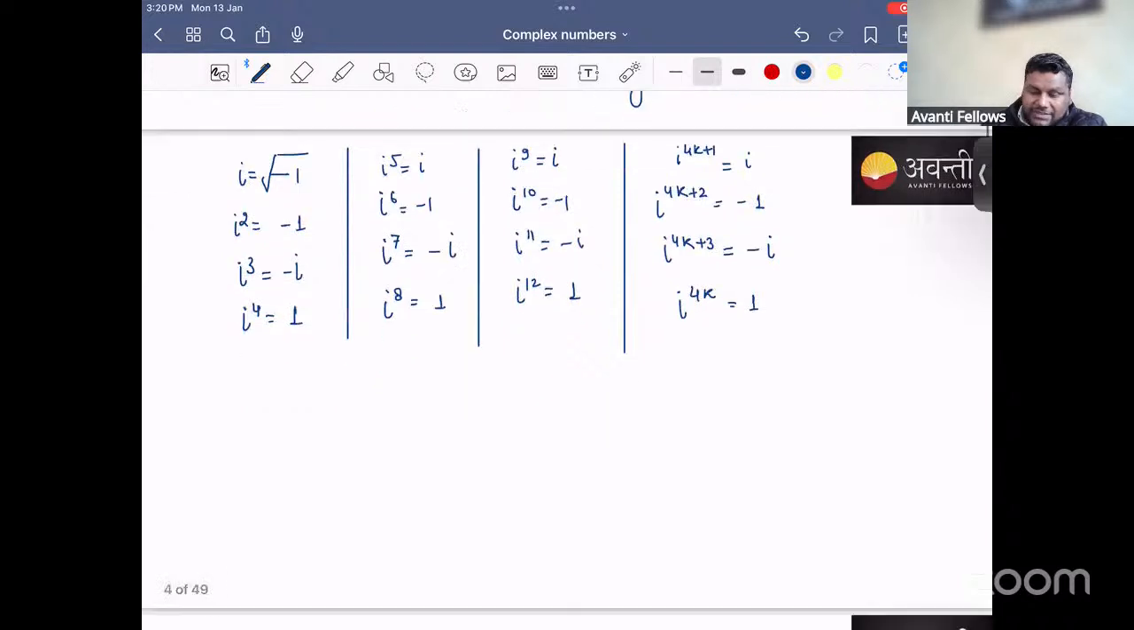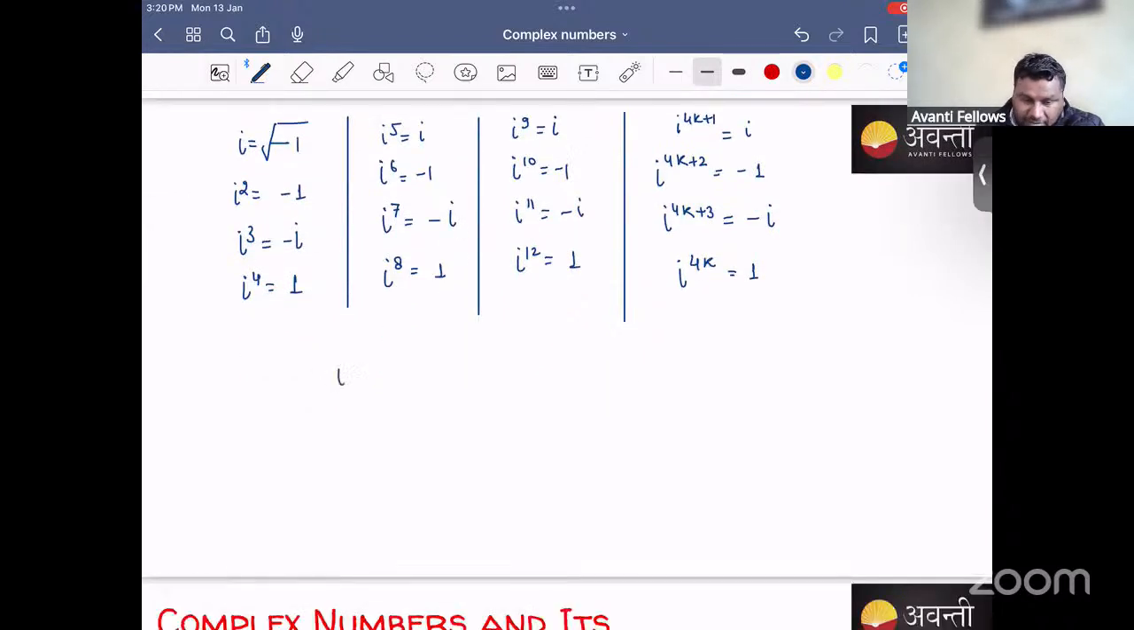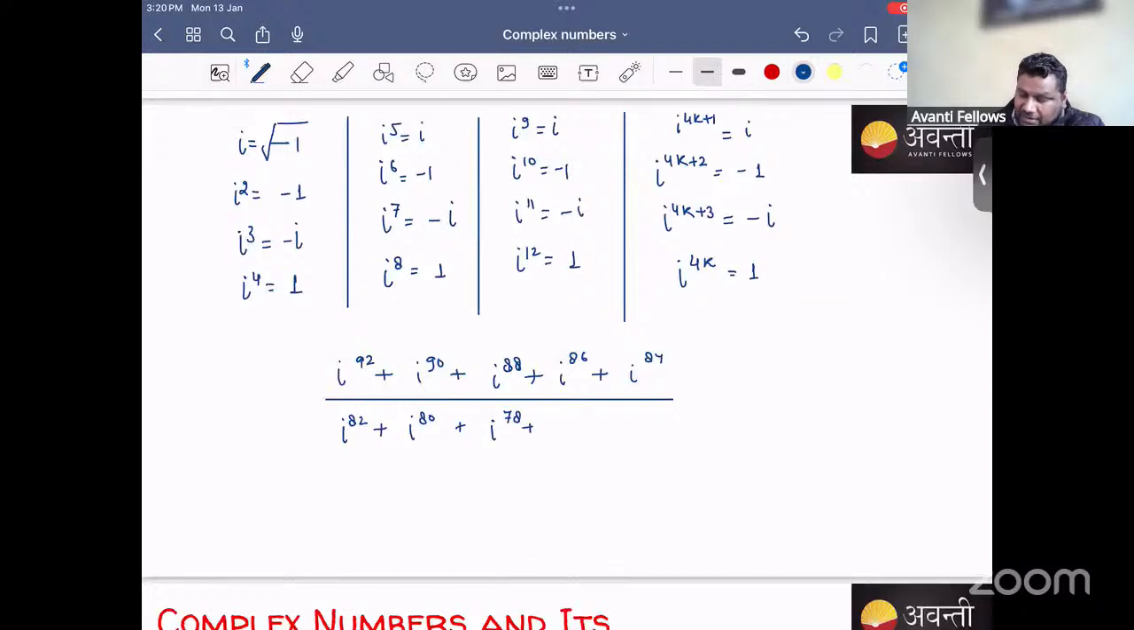Now, if I ask you a very simple question, iota to the power 92 plus iota to the power 90 plus iota to the power 88 plus iota to the power 86, divided by iota to the power 82 plus iota to the power 80 plus iota to the power 78 plus iota to the power 76 plus iota to the power 74. What is its value? Give it a try. Take a moment.